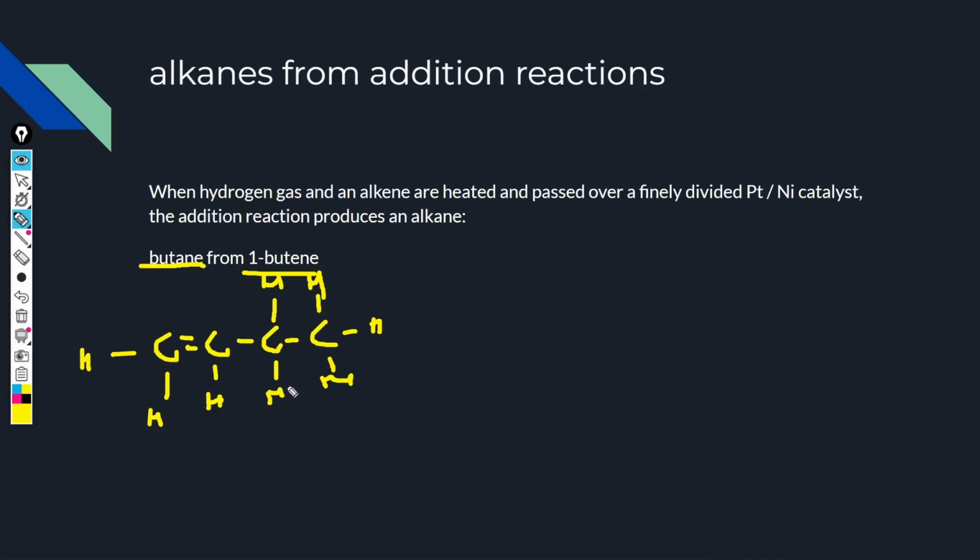Here is the displayed formula of 1-butene. The double bond is on the first carbon, and there's the correct amount of hydrogen: 1, 2, 3, 4, 5, 6, 7, 8. So this is C4H8. Now, this is passed over heat with a platinum/nickel catalyst.